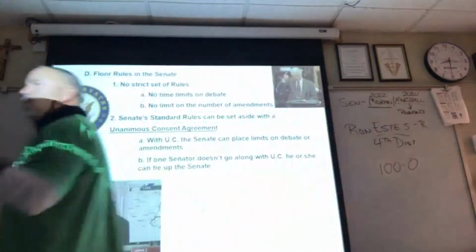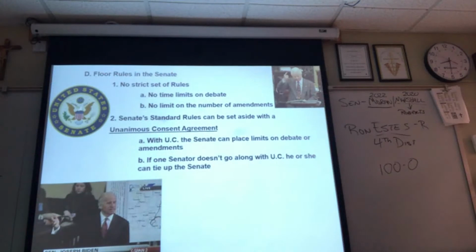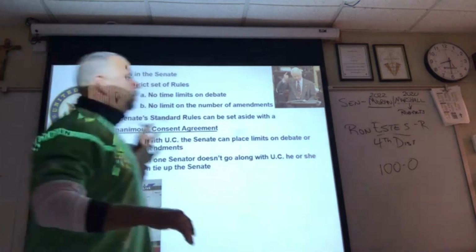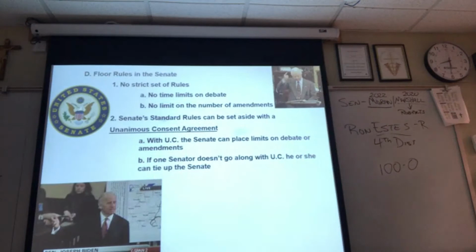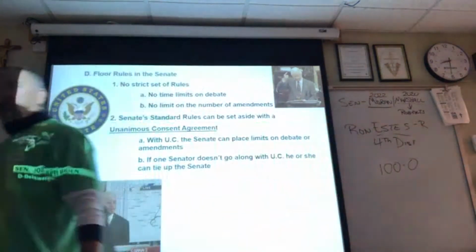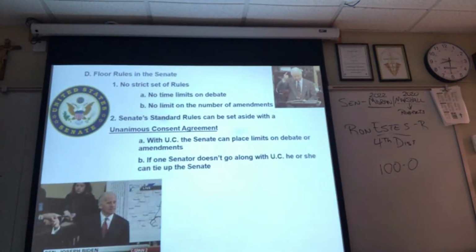If all 100 senators agree not to allow any amendments on this bill, then you can't make any changes to it. If all 100 senators agree that there will be no debate over this bill, or debate will only be 1 hour, then they can set up the rules that way. But if one senator disagrees, then you can have an unlimited amount of debate or amendments. They can tie up the Senate with endless debate and endless amendments.